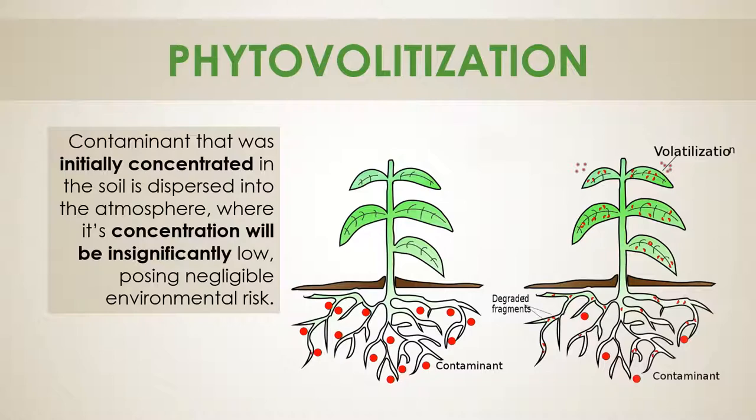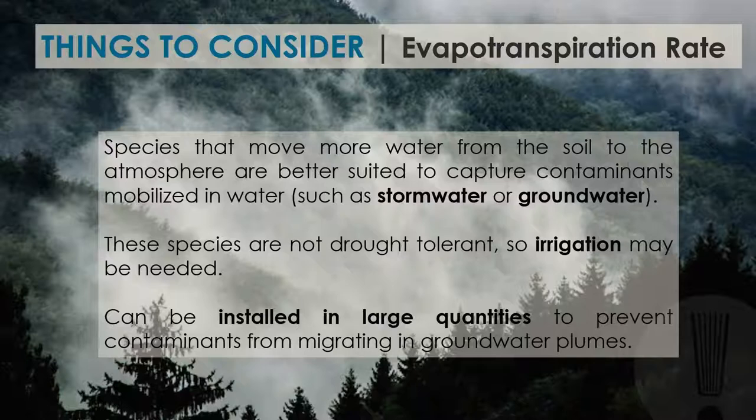So things to consider when we're trying to use this process are the evapotranspiration rate of the species. Species that move more water from the soil to the atmosphere are going to be better suited to capture contaminants mobilized in the water, such as stormwater or groundwater. One thing to consider with these species that have a high evapotranspiration rate is that they're typically not going to be drought tolerant. So depending on where you have these planted, you may have to irrigate them. But you can install them in large quantities to prevent contaminants from migrating in groundwater plumes.